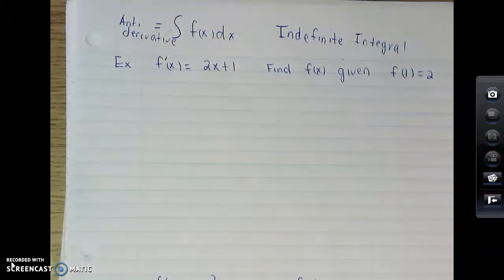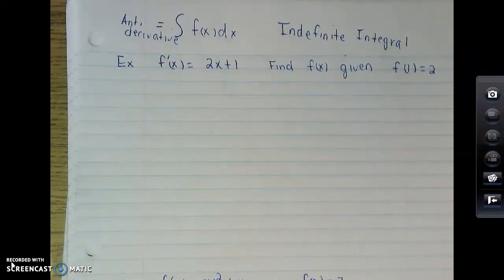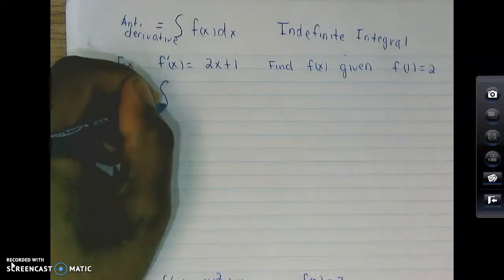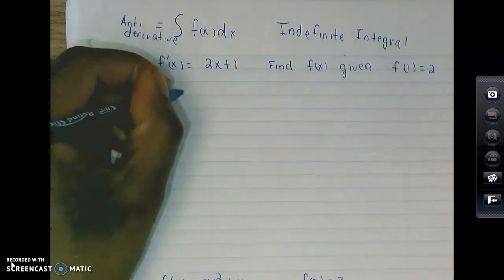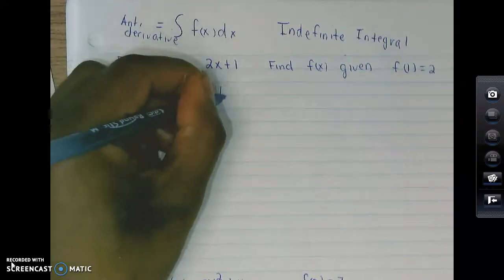And so later on you'll see where we say we're going to integrate this function with respect to x, integrate this function with respect to t. So basically this is taking the antiderivative of a function. And so, let's just go ahead and do that, because remember I want to find f of x, so I'm going to integrate 2x plus 1 with respect to x.